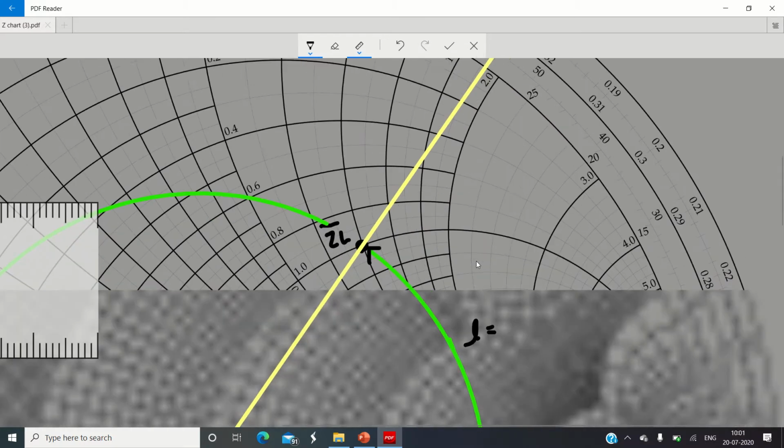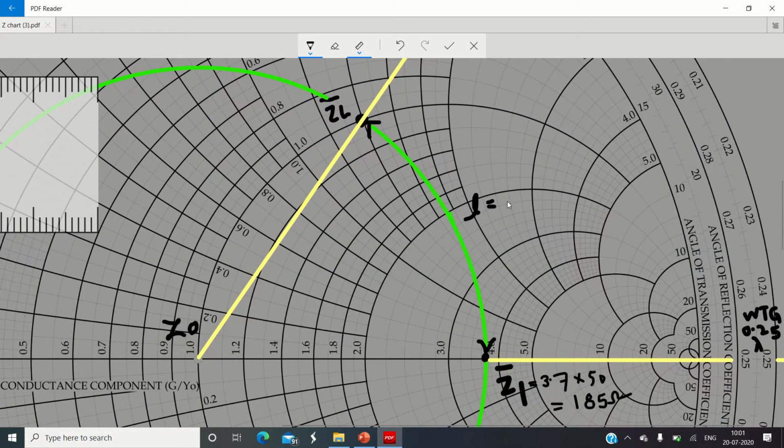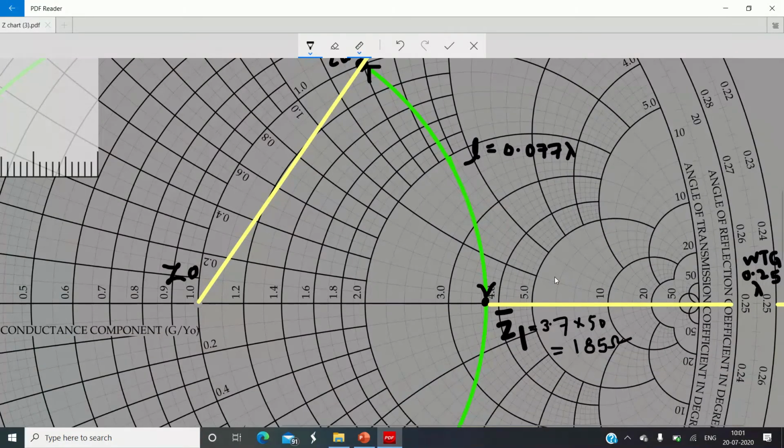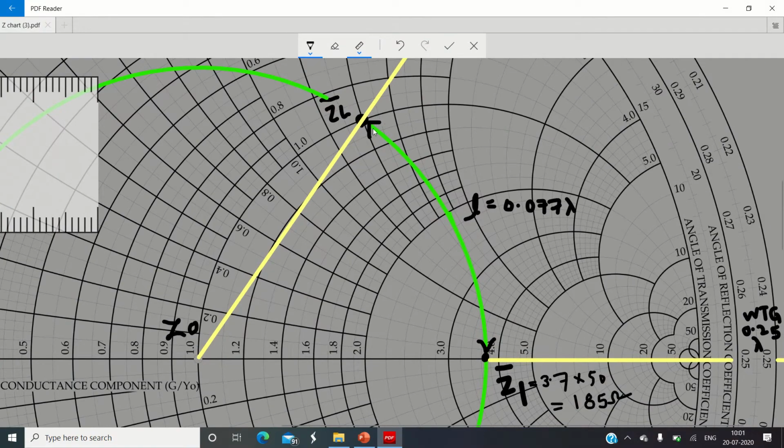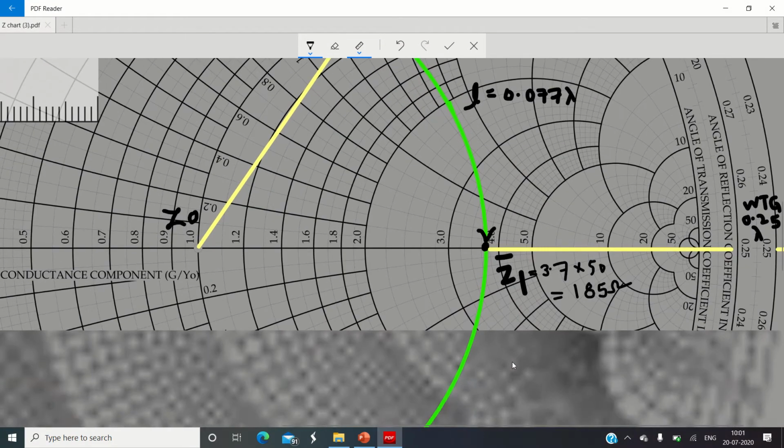Okay, so here I will write. What is this length? Length is equal to 0.077 lambda. This length of the transmission line which will convert the complex load impedance into real load impedance is 0.077 lambda. So we have converted the load impedance which was complex into a real value. Okay, so what is the next step then?